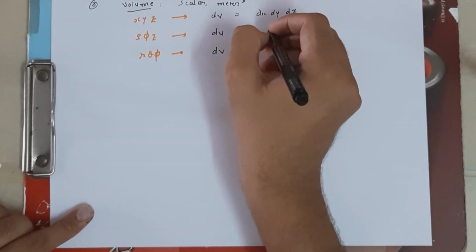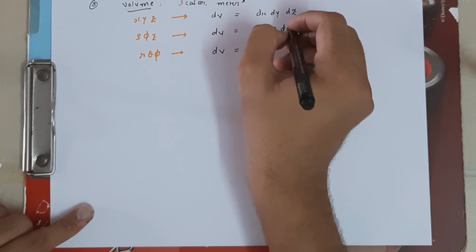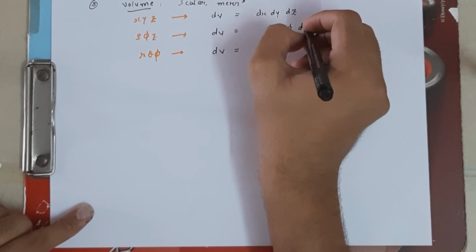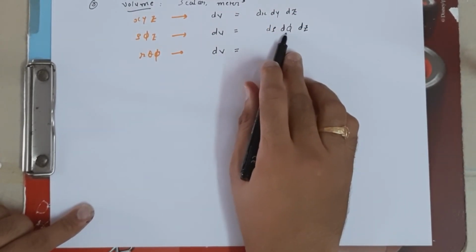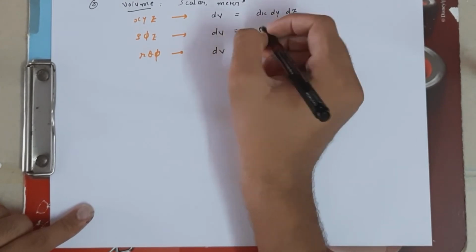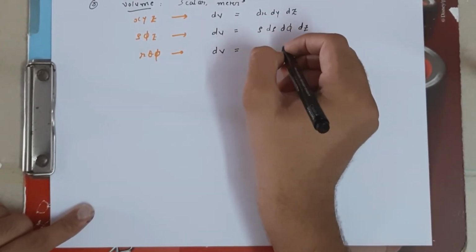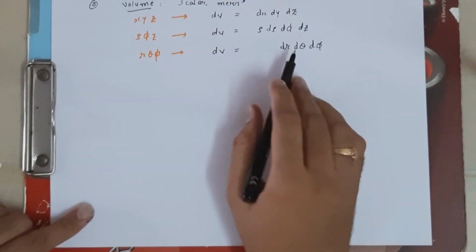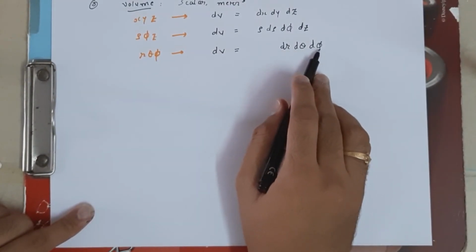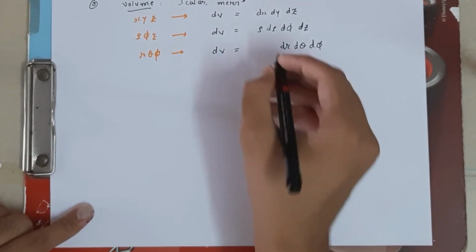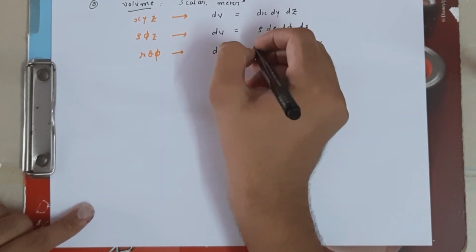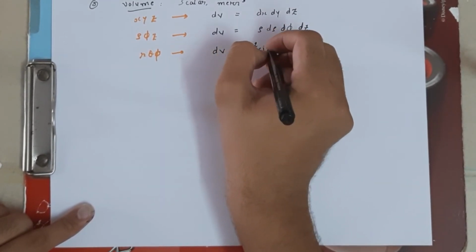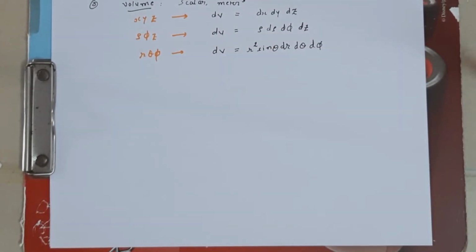Similarly, this one is my d rho, d phi and dz. Again I have to apply my concept: if d phi is present, I have to always put rho before that. Here it is dr, d theta and d phi. Again d theta and d phi both are present, so rho into r, but rho is equal to r sin theta, so this one is r square sin theta. So just finished. This one is the equation for differential volume.